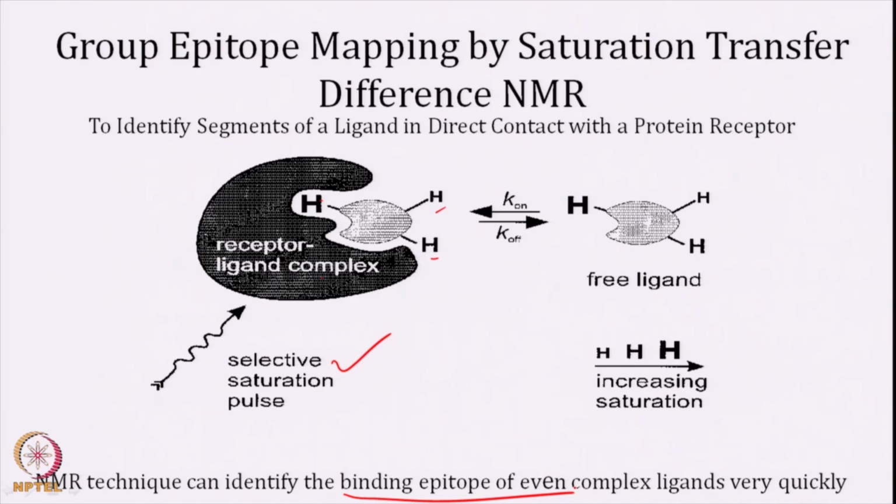So, let me repeat it again. Here is my receptor, this is my ligand. Suppose these two are the moieties of the ligand. This one binds and this does not bind. Now, if I increase saturation, first protons from here will show the STD effect, but if you keep increasing slowly, protons from here will also show the STD effect. So, we know that this is closer and this is a little far, and that is what group epitope mapping by STD NMR is.